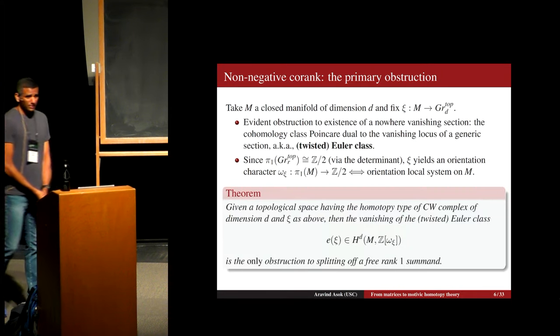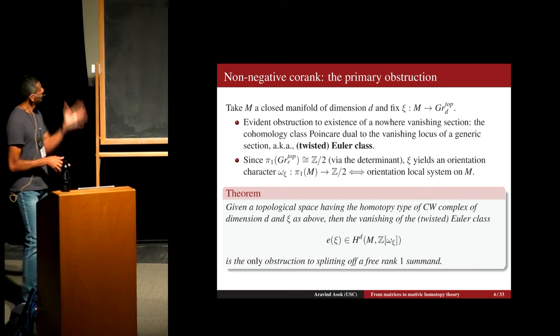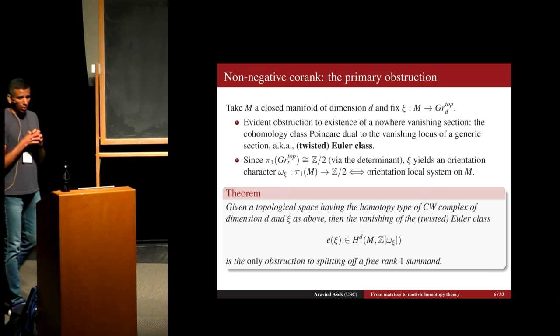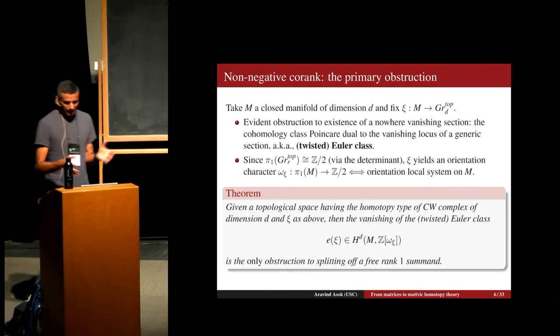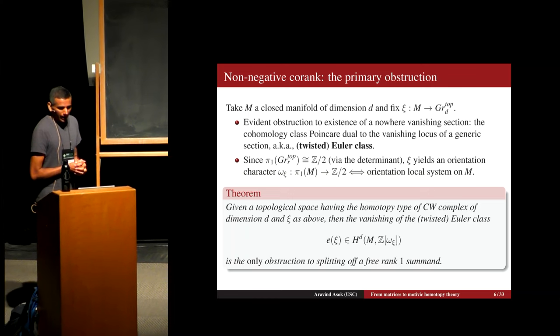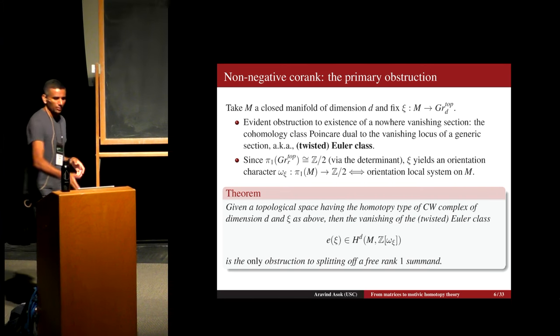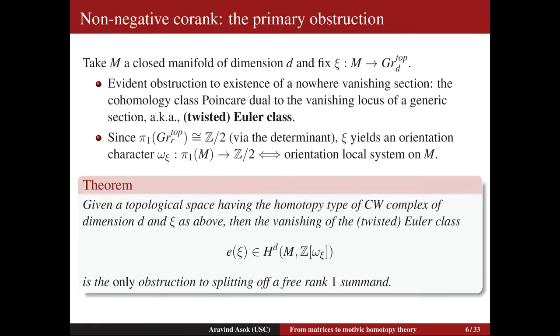And so the basic theorem is that if I'd like to know the answer to this splitting problem in this critical case, in fact, the vanishing of the Euler class is the only obstruction. All right, so the Euler class is this cohomology class, and it lives in this group. If my manifold is oriented, and I choose a compatible orientation of the vector bundle, then this is just the top cohomology of M with integral coefficients.